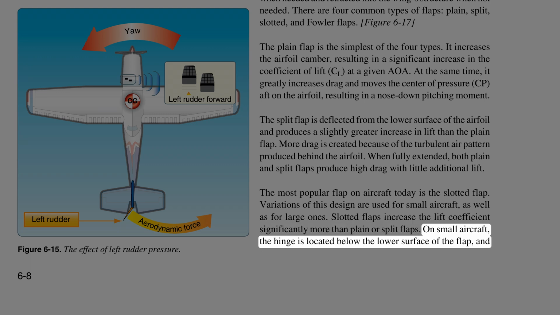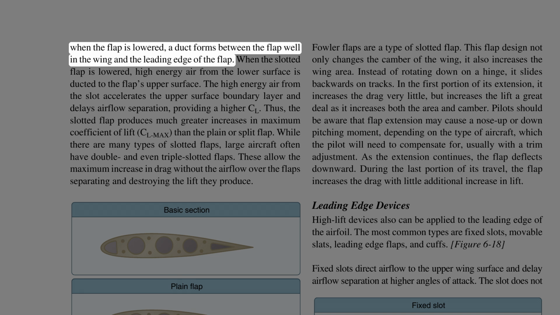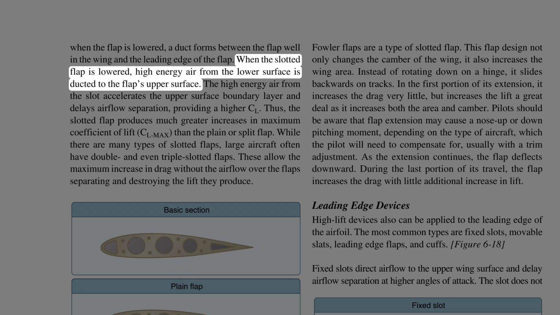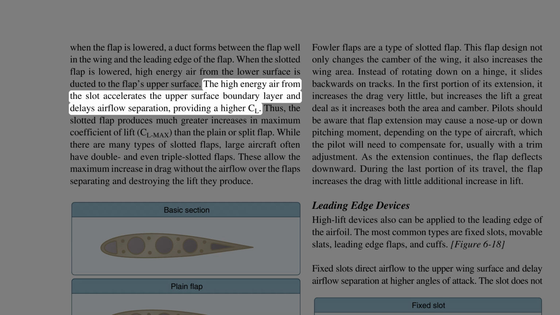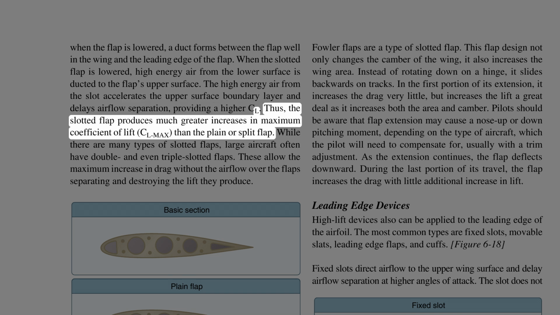On small aircraft, the hinge is located below the lower surface of the flap, and when the flap is lowered, a duct forms between the flap well in the wing and the leading edge of the flap. When the slotted flap is lowered, high-energy air from the lower surface is ducted to the flap's upper surface. The high-energy air from the slot accelerates the upper surface boundary layer and delays airflow separation, providing a higher CL. Thus, the slotted flap produces much greater increases in maximum coefficient of lift, CL-max, than the plain or split flap.